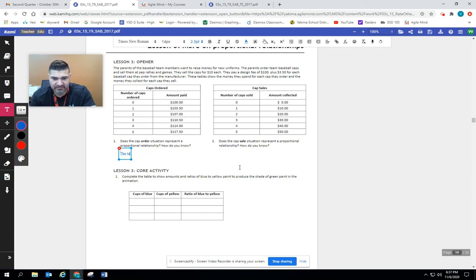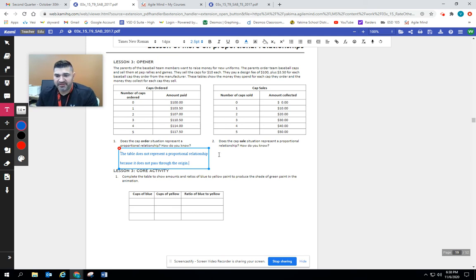So the table does not represent a proportional relationship because it does not pass through the origin.